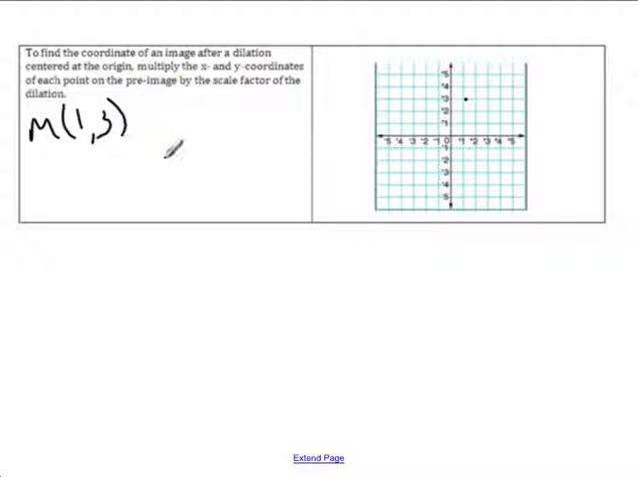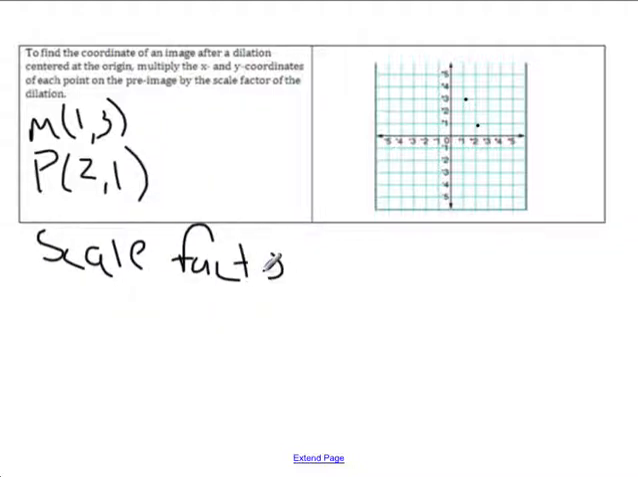And then I'm going to do P as well. My P is going to be over 2, up 1. So my P is the point (2, 1). Okay, so what I want to do is I'm going to use a scale factor of 2. So my scale factor is going to be 2. So when I do my scale factor, what I need to do is multiply every coordinate by 2.